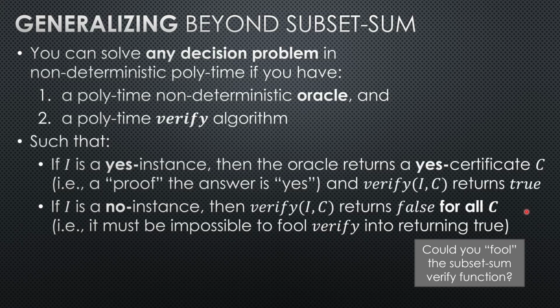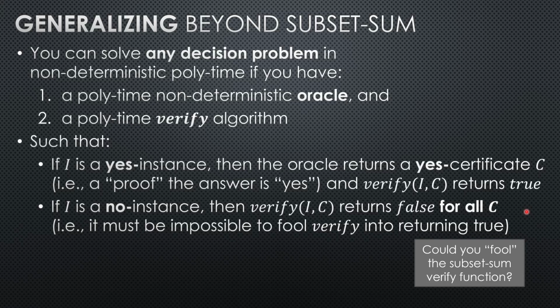Okay, the answer is no, because no matter what the certificate is, you're going to check if it's a subset of the input and sums to 0. Could you be fooled into saying yes? Well, if you said yes, you found a subset of the input that sums to 0. It's impossible to be fooled in that case. If you find that, you know the answer is yes. So you're going to return true if the answer is yes. And if you answer yes, it's correct. You should have returned true.